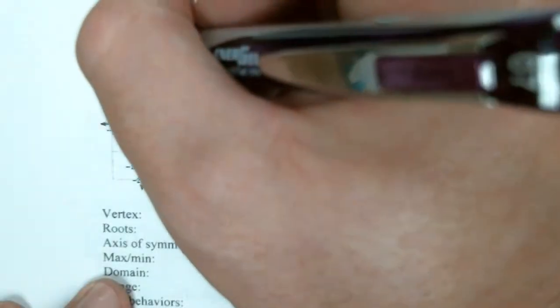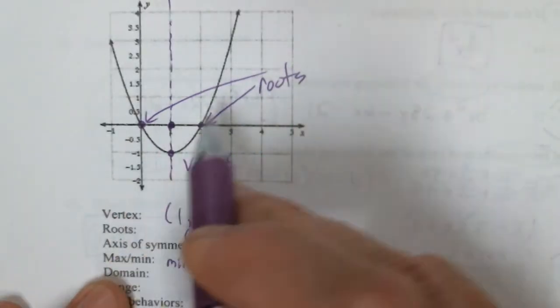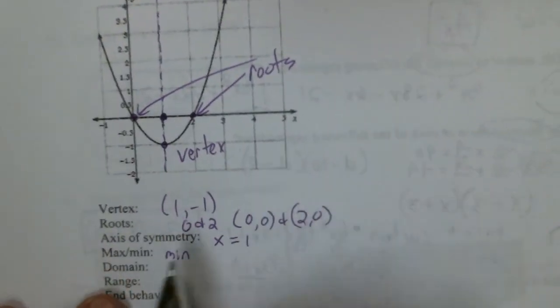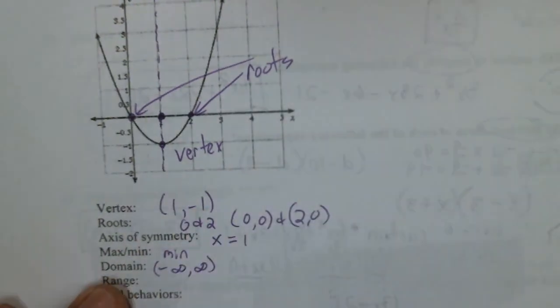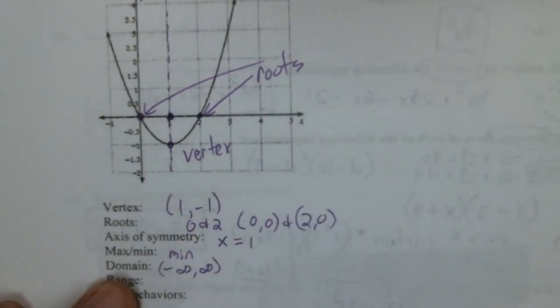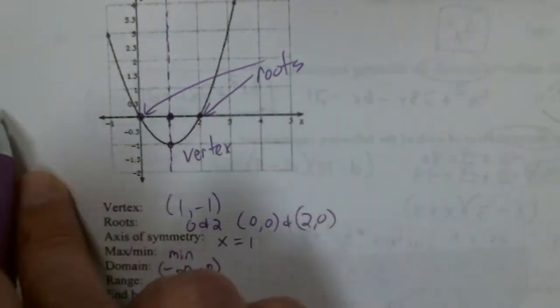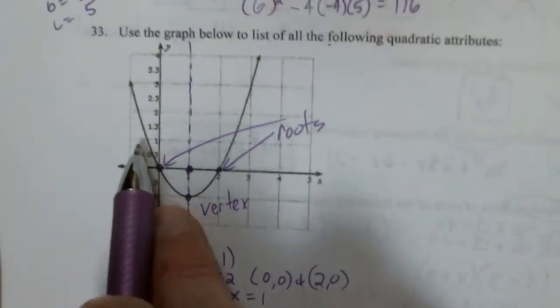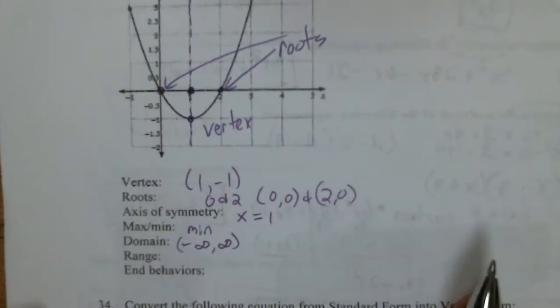Max or min, this is a min because my roller coaster drops down, hits a minimum, and then it comes back up. If it were upside down, of course, that would be a max. Domain is always negative infinity to infinity, guys, always for quadratics. I always have x values along the x-axis here because this thing's going to go on forever and ever, regardless if it opens up or opens down.